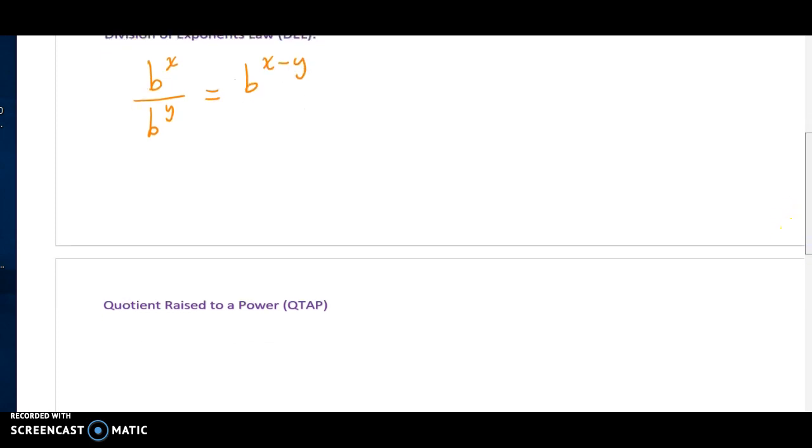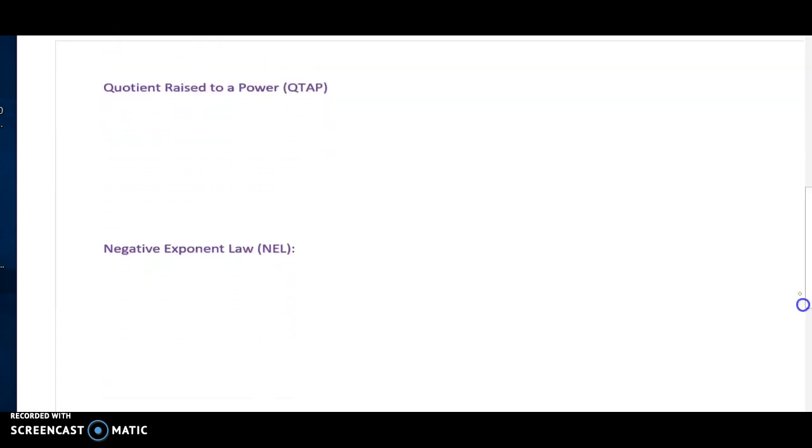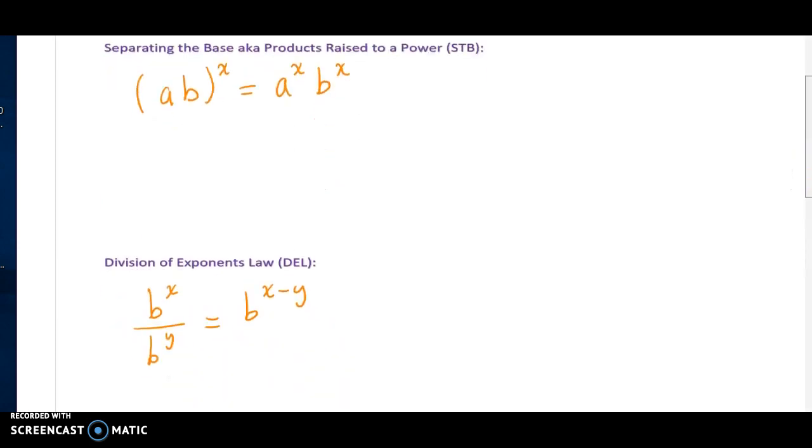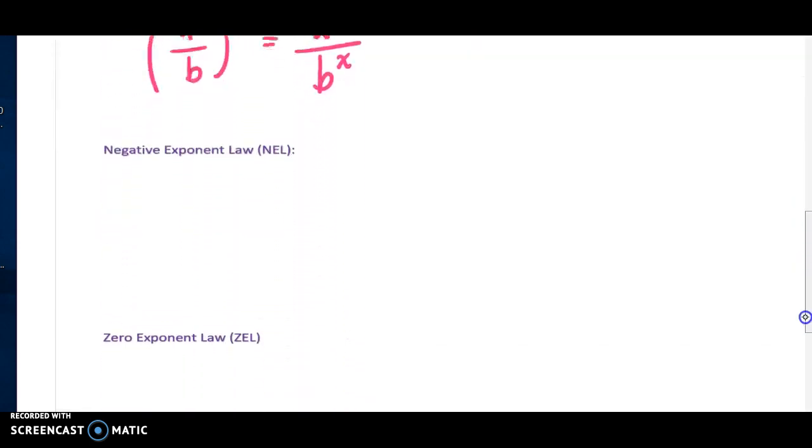All right. Next, we have a quotient raised to a power, which I like to call Q-TAP. So I'm actually going to take a quotient. Let's change up our color again. Let's say we have A over B, all to the x. That's the same thing as A to the x over B to the x. Again, continuously think, why do these work?